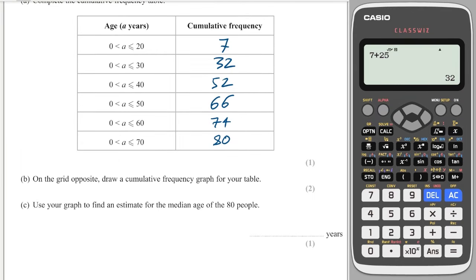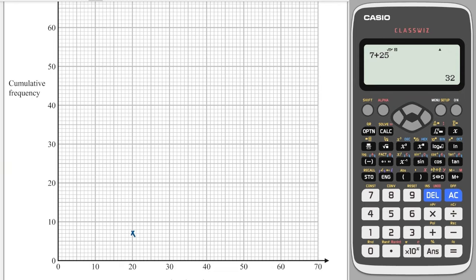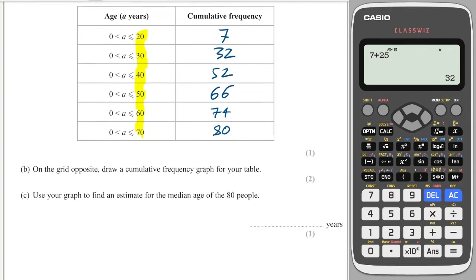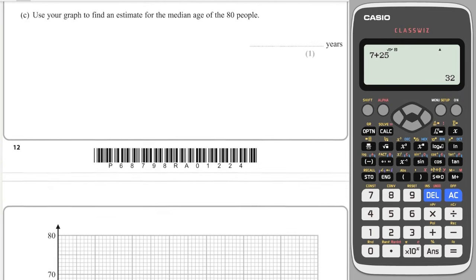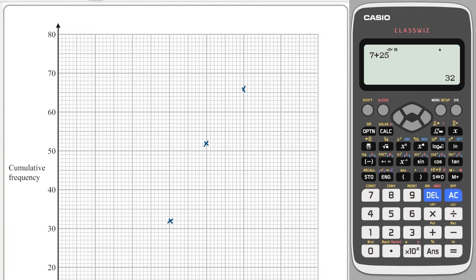The key point is that you must plot along the x-axis these numbers here, the endpoints of the intervals. So 20 goes with 7. 30 goes with 32. 40 goes with 52. 50, 66. And then it was 74. And then it was 80.